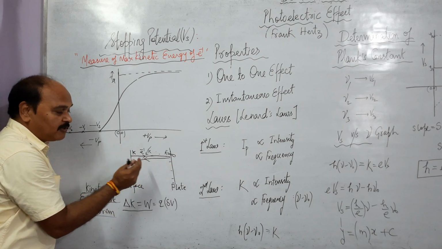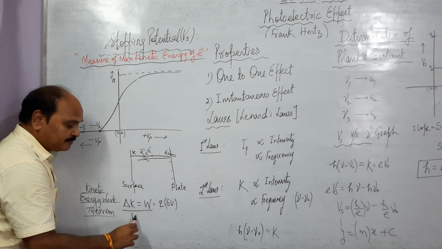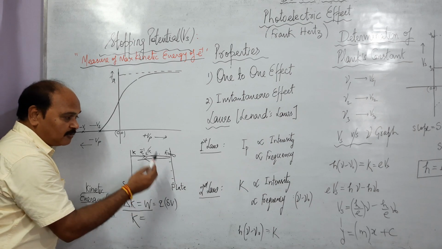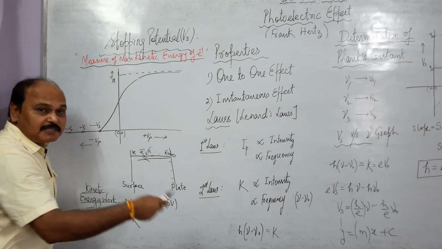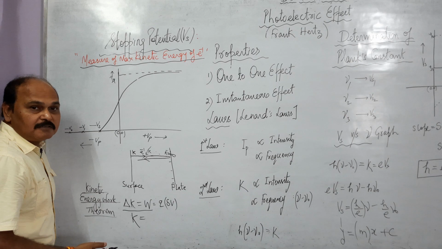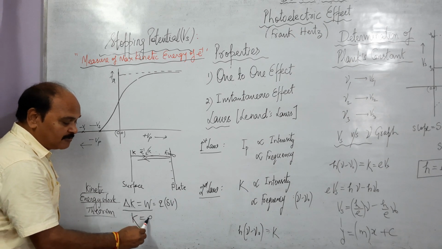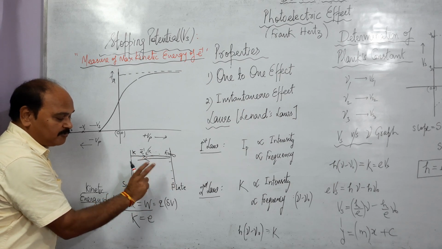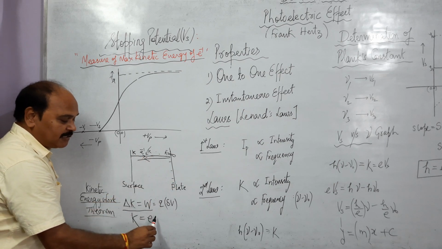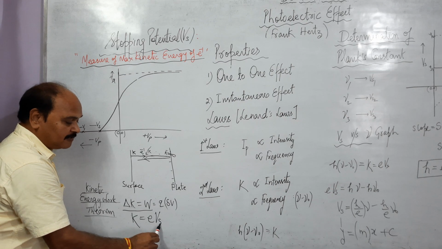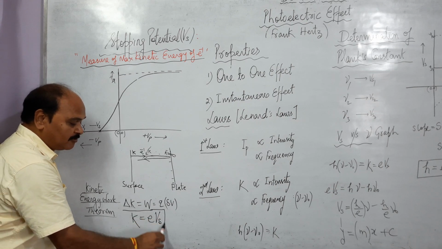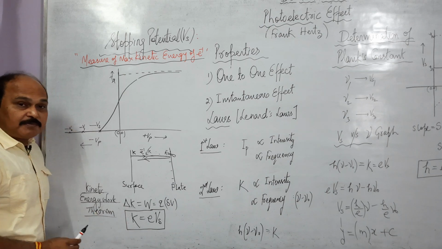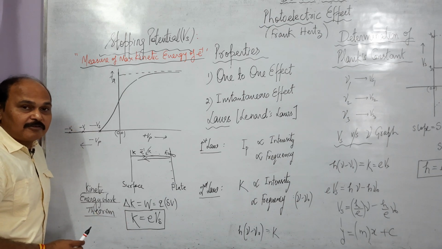The change in kinetic energy is K minus zero, which is K. And what is that equal to? Work done against field. Work done against field is the product of charge and the potential difference the charge moves across. The charge is the charge of the electron, and the potential difference it moves across is the potential difference between the surface and the plate. That is the stopping potential. So that's how we get to know the maximum kinetic energy of the electron.